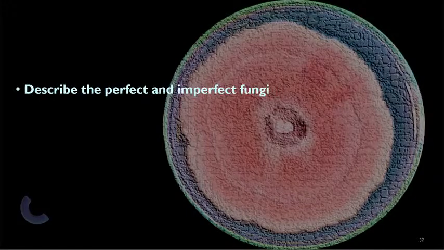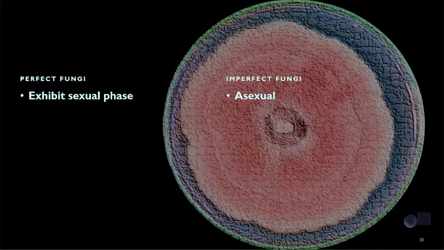Now, let's describe what a perfect and an imperfect fungi is. A perfect fungus is capable of exhibiting a sexual phase, while an imperfect fungus is more or less asexual. There is always an incomplete life cycle, but let's think about it this way. Your life isn't complete if you don't have a partner, right? Everybody here at one point in their life will get married and have kids. A nice analogy, right?